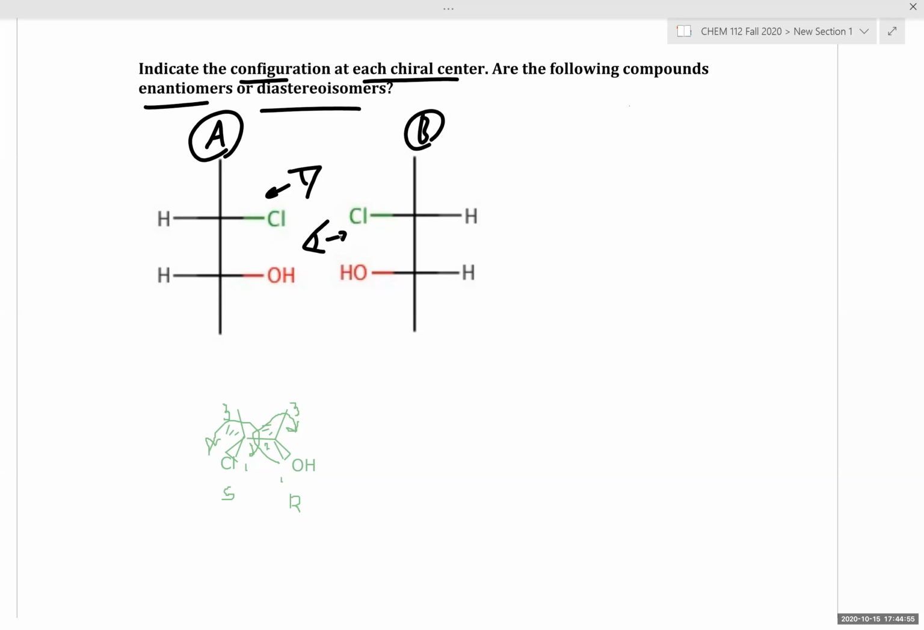So we have our proposed assignments of S and R in structure A. What does the class think? Does everyone agree with those assignments? Does this logic make sense? Does the three-dimensional picture drawn make sense to everyone?